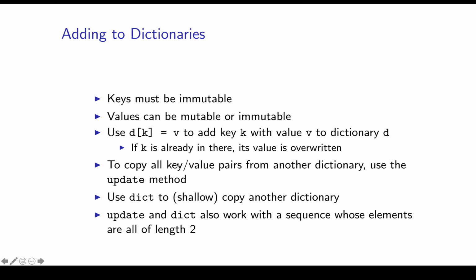To copy all key value pairs from another dictionary, use the update method. And use dict to shallow copy another dictionary. We'll have that and more information about that later. Update can also work with a sequence whose elements are of length 2. So we'll look at that later.